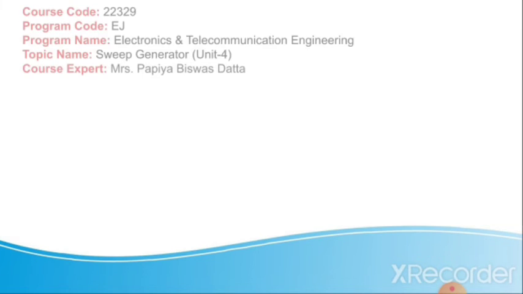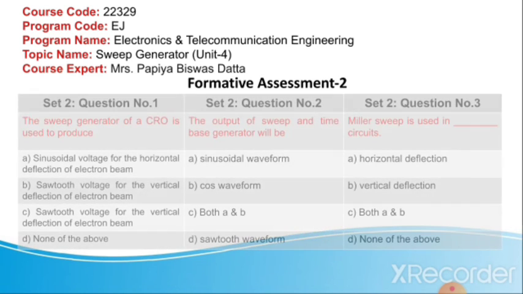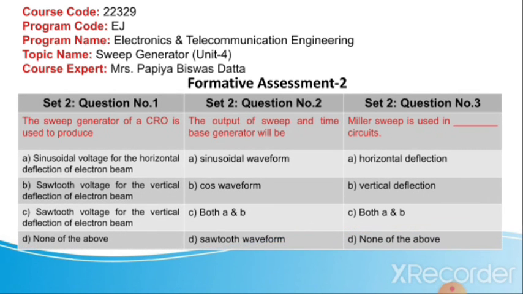Now let's just take a minute and try to answer these questions. The sweep generator of a CRO is used to produce what? The output of a sweep and time-based generator will be what? And the Miller sweep is used in which type of circuits?